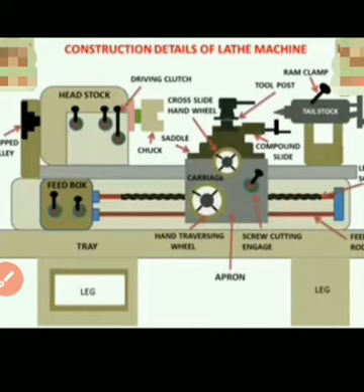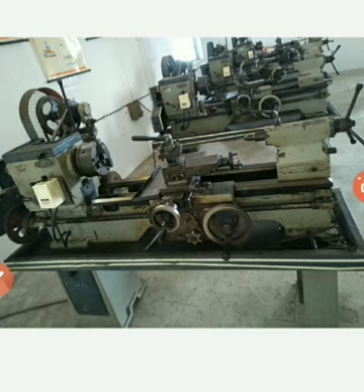Now, which operations can we perform on the lathe machine? There are so many operations we can perform on the lathe machine, like straight turning, taper turning, facing, chamfering, thread cutting, knurling, grooving, filing, spinning, forming, polishing, eccentric turning, shoulder turning, etc. So we can perform many operations on this machine. So the lathe machine is a very important machine tool for a mechanical engineer.